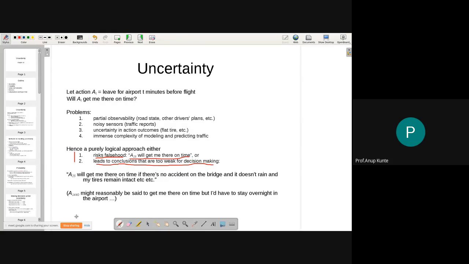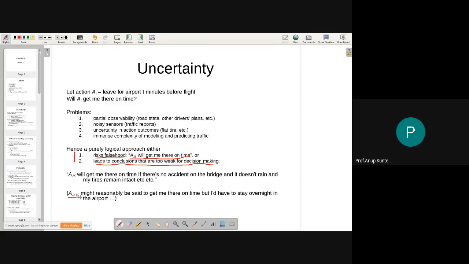Okay, so see, this is A1440, that is, you start 1440 minutes early, which is a reasonable thing. But if I do this, I have to stay overnight at the airport, and if I stay overnight at the airport, it may be costly, it may not be proper for me to have a proper sleep, and there could be multiple reasons. So I may achieve my goal by A1440.